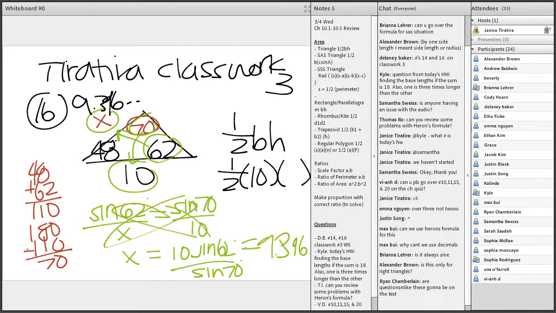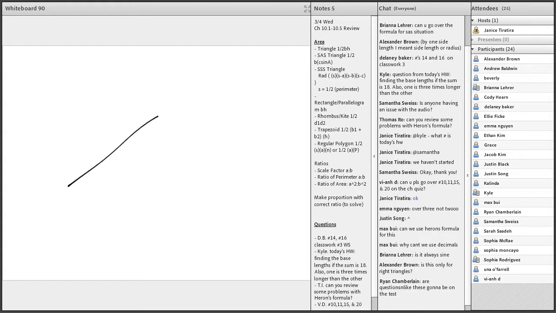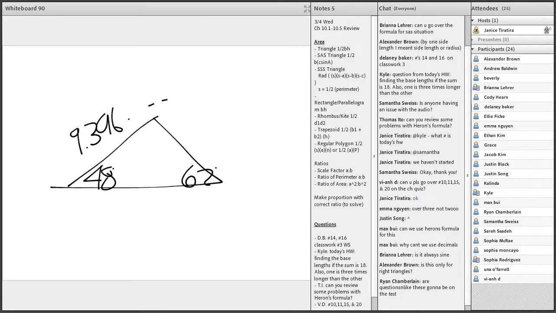So from here, I have that answer in the calculator. I'm going to have to go to the next page. Sorry, guys. So I have 48, 62. I just found this was 9.396, still in my calculator. And then now I need to find the height. We just did this earlier.